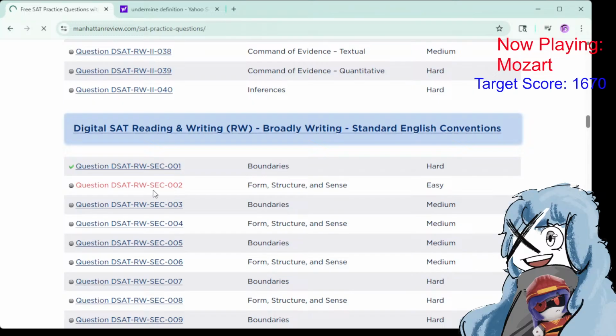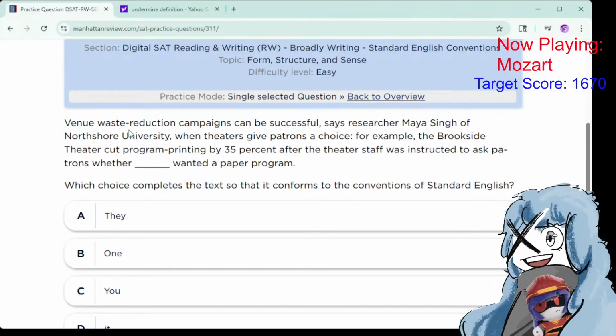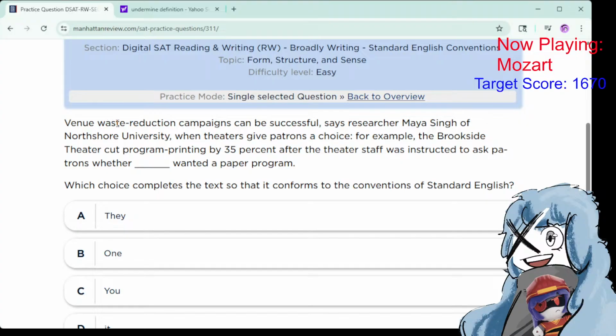This one's easy. Venue, which one best includes conventions? Venue waste reduction campaigns can be successful, says researcher Maya Singh of North Shore University, when theaters give patrons a choice. For example, the Brookside Theater cut program printing by 35% after the theater staff was instructed to ask patrons whether they wanted a paper program.